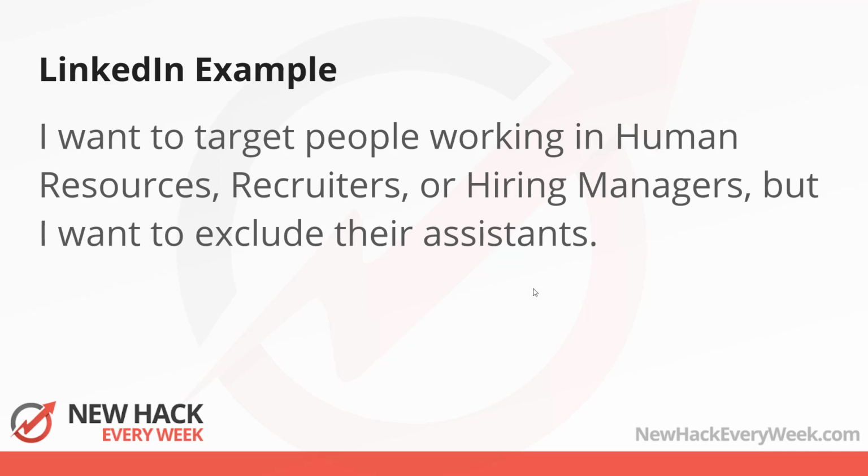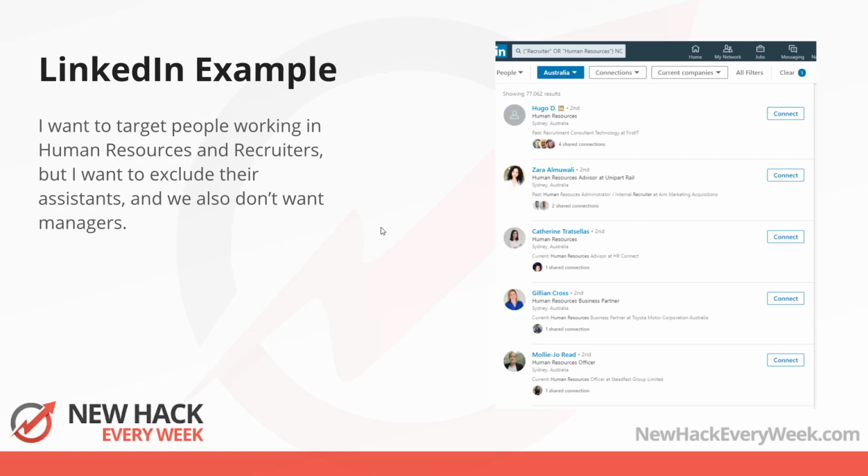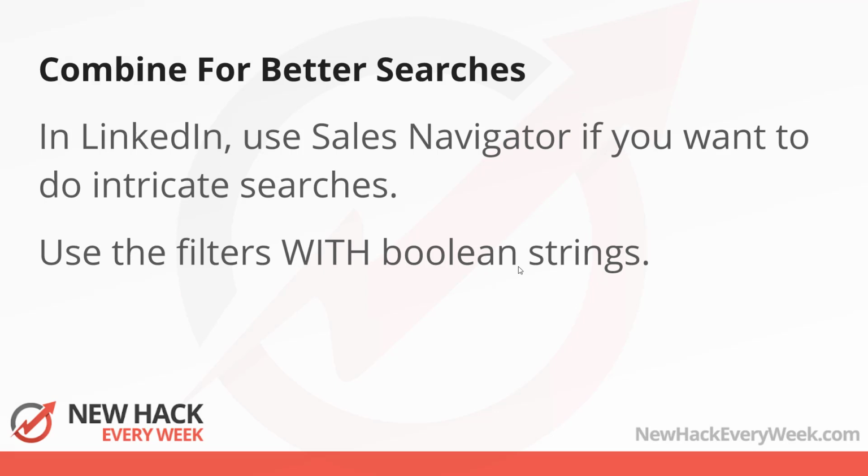So here's an example. I want to target people working in human resources, like recruiters, hiring managers, but I want to exclude their assistants. Quite often a problem when you're searching LinkedIn, if you're using Sales Navigator or without it, if you search for a job title, you're going to get their assistants and all that kind of junk. And if you're scraping lists using a scraping tool, which I'll get to in a second, you don't want to be paying for those shitty leads for all their assistants. You just want the actual person. So, this LinkedIn example, it's like recruiter OR human resources, NOT something else. And I'm getting these human resources people. Combine them for better results.